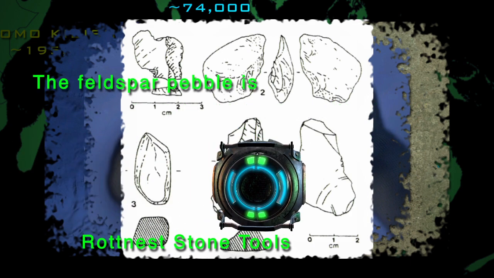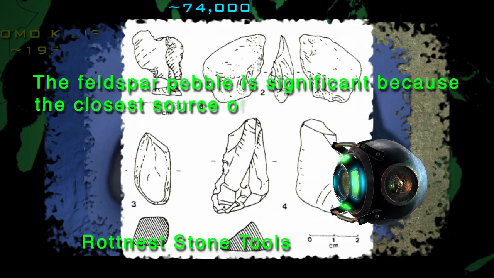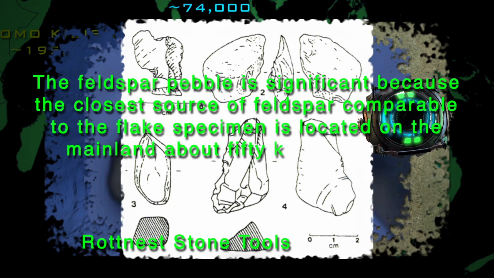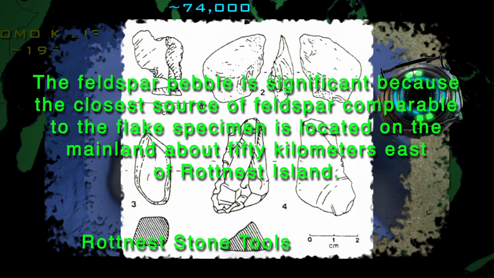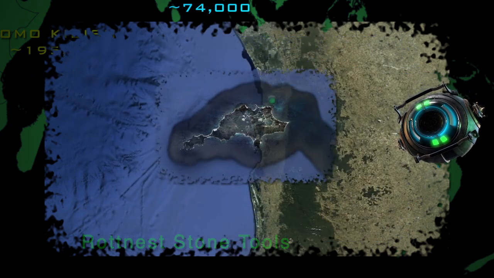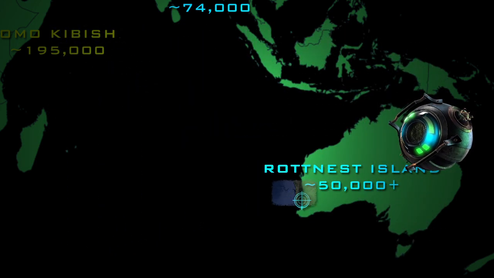The feldspar pebble is significant because the closest source of feldspar comparable to the flake specimen is located on the mainland, about 50 kilometers east of Rottnest Island. This indicates that the flake material had to be transported to the island across a distance of 50 kilometers.